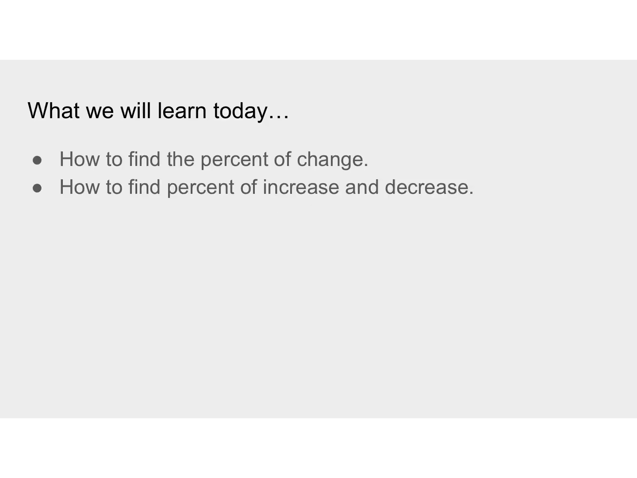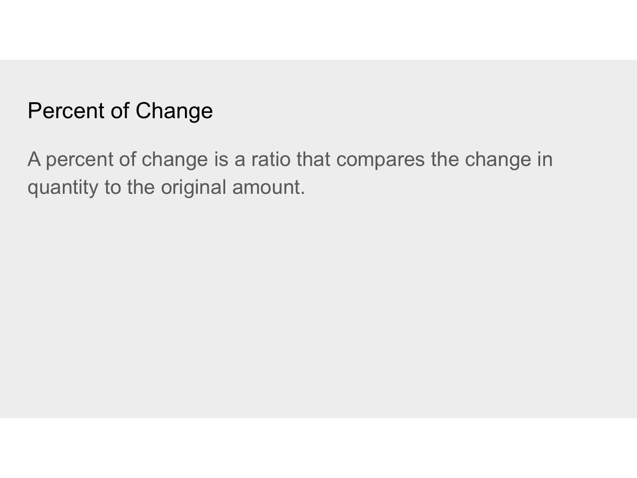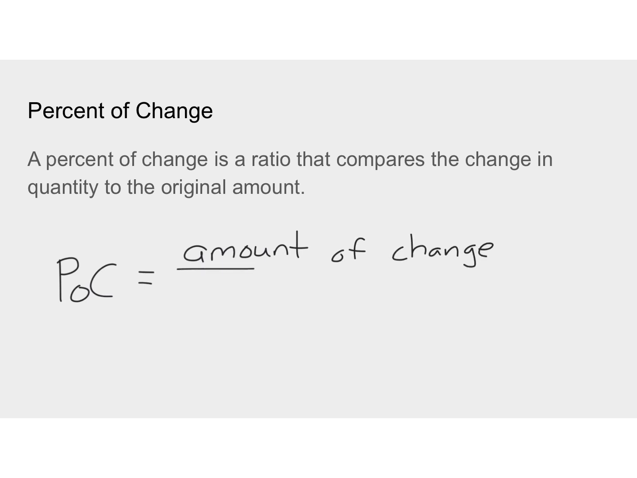Percent of change, I'm going to call it POC for short. Everyone write this down: percent of change equals the amount of change, how much it changes, over the original amount. So the percent of change is the amount that it changes from the start to the end, and then divided by the original amount where it started.